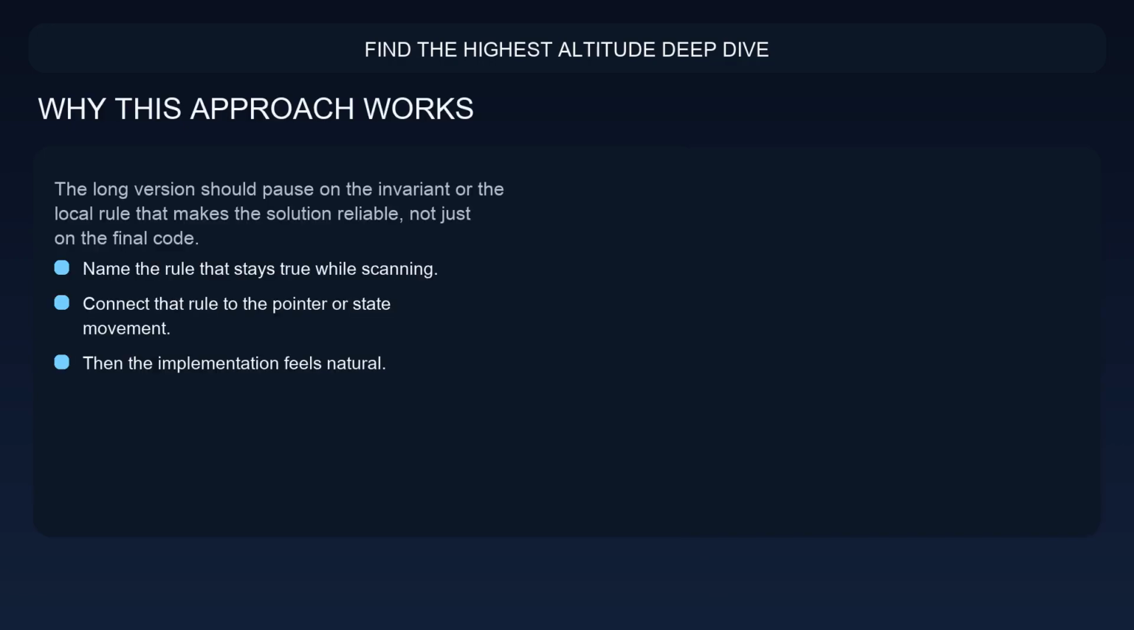For the deeper version, the important thing is not more code first. It is naming the invariant that makes every local move safe. The long version should pause on the invariant or the local rule that makes the solution reliable, not just on the final code. So in practice, name the rule that stays true while scanning, connect that rule to the pointer or state movement, and then the implementation feels natural.